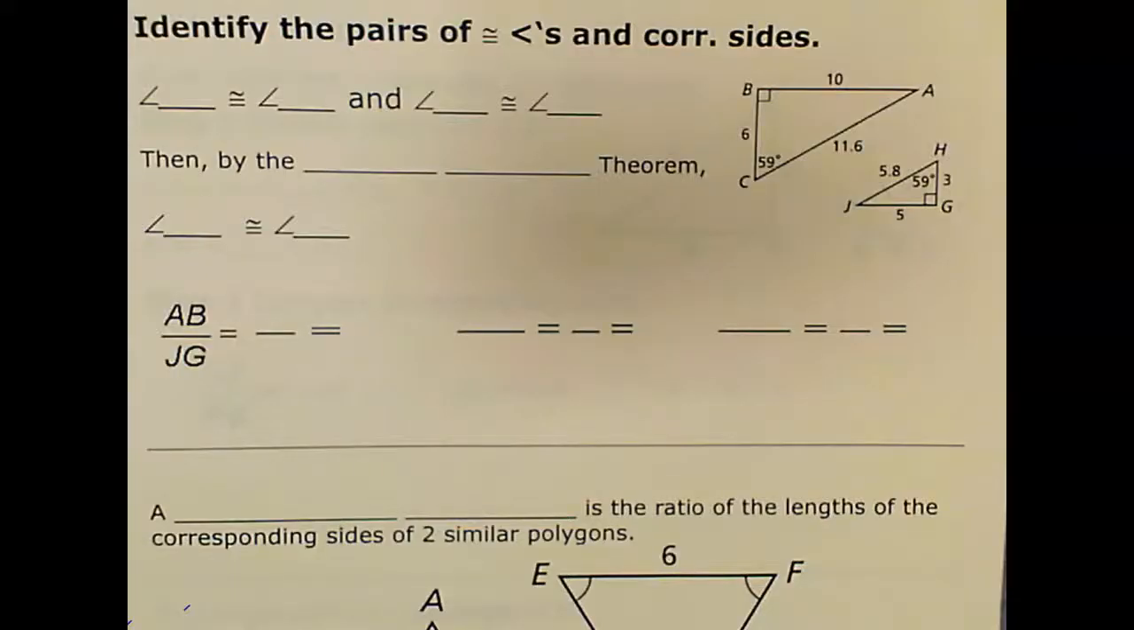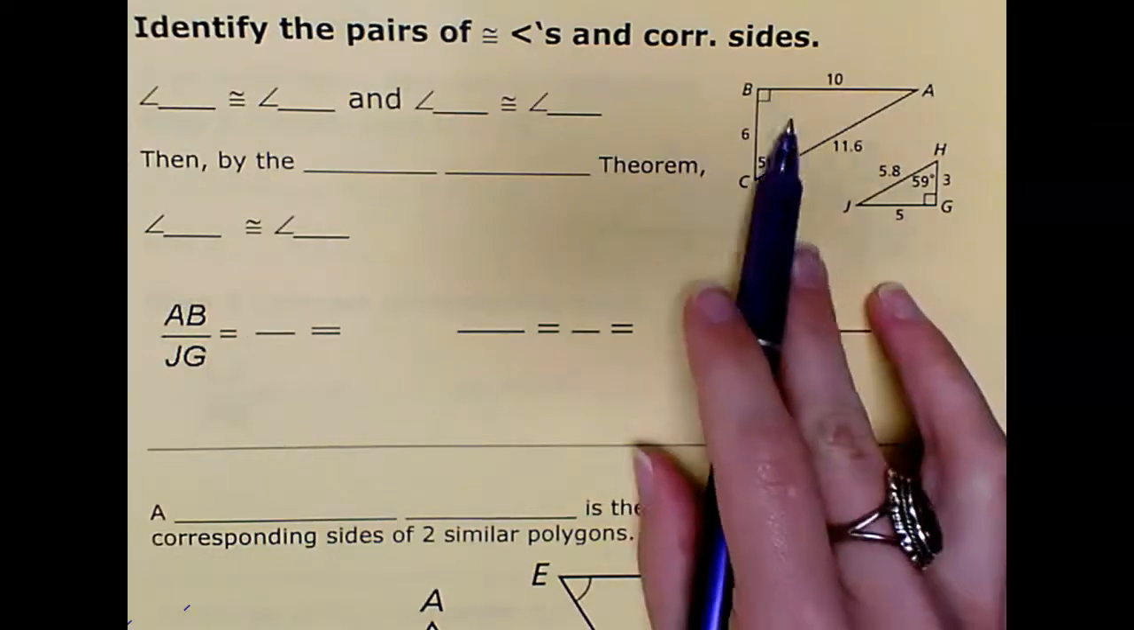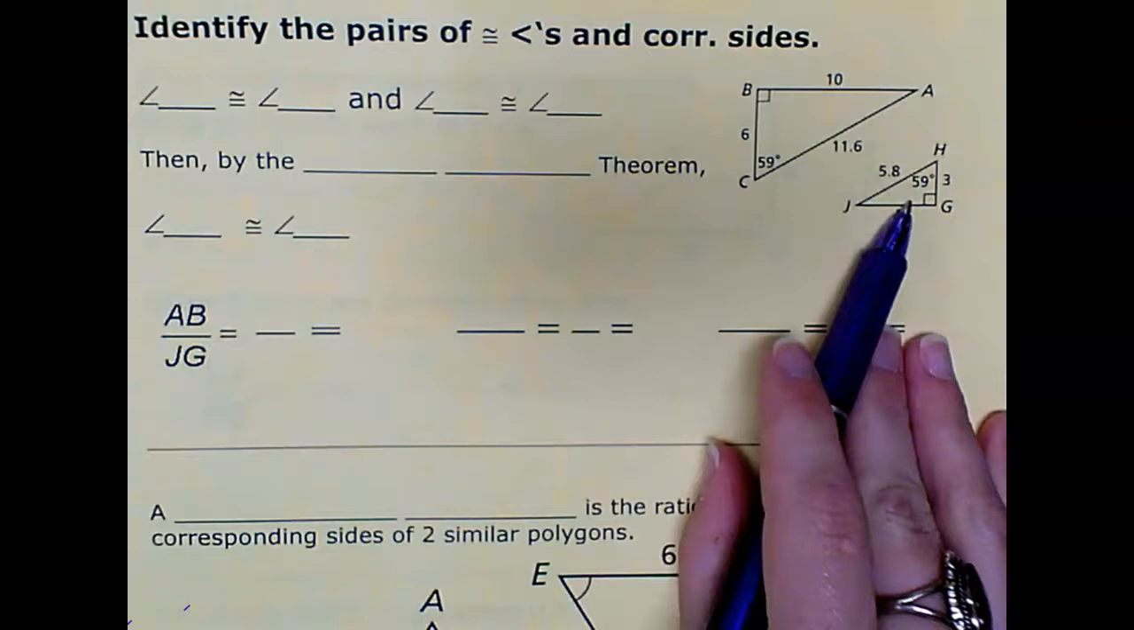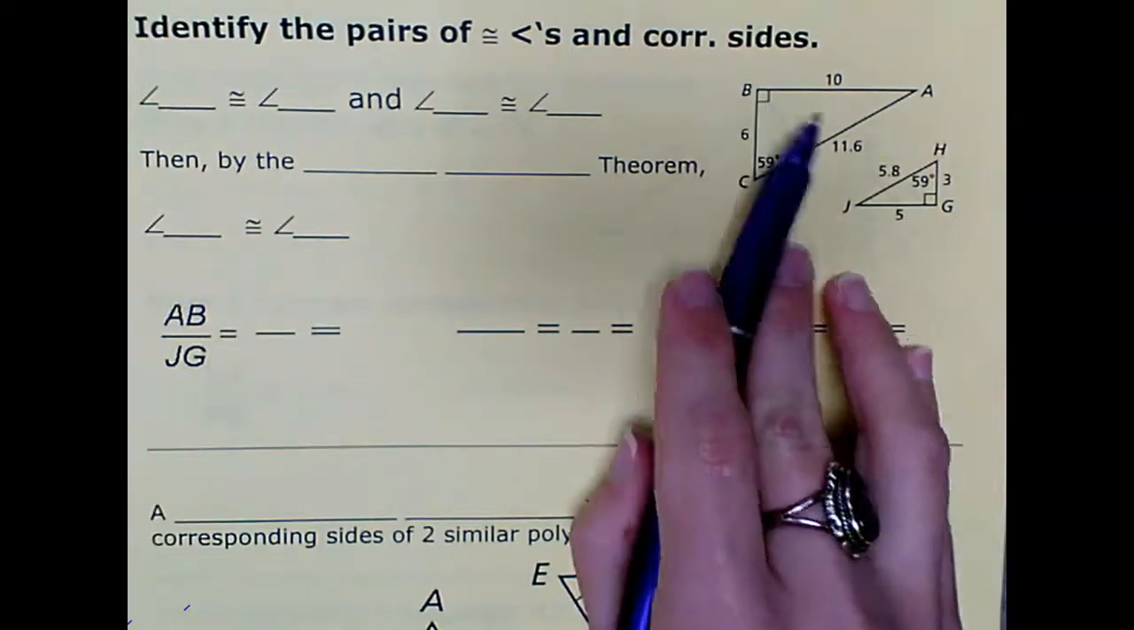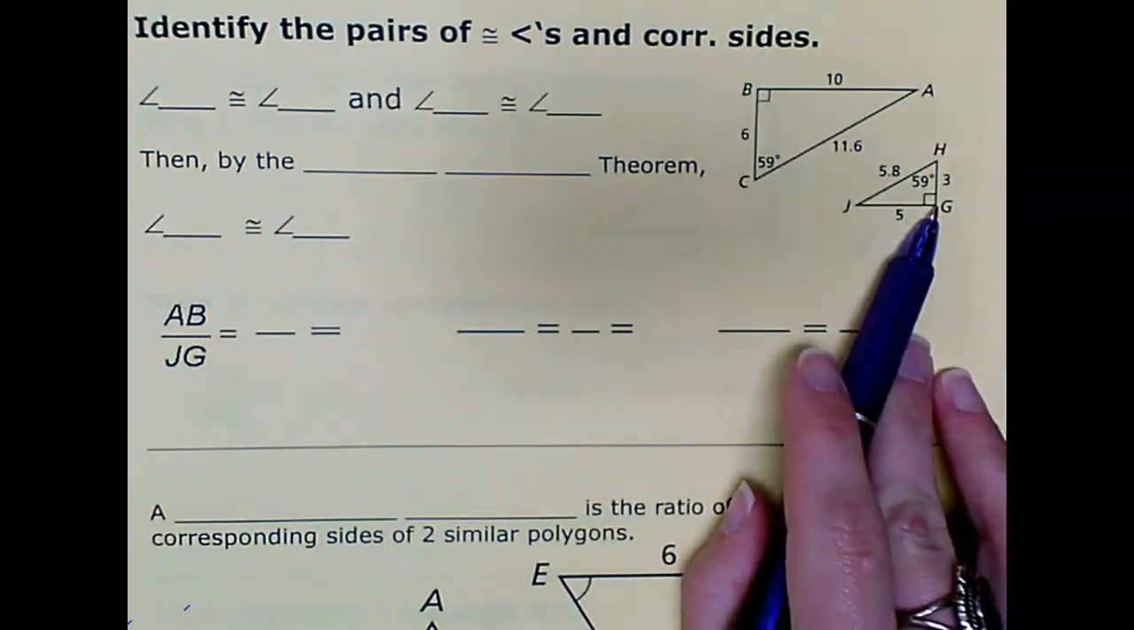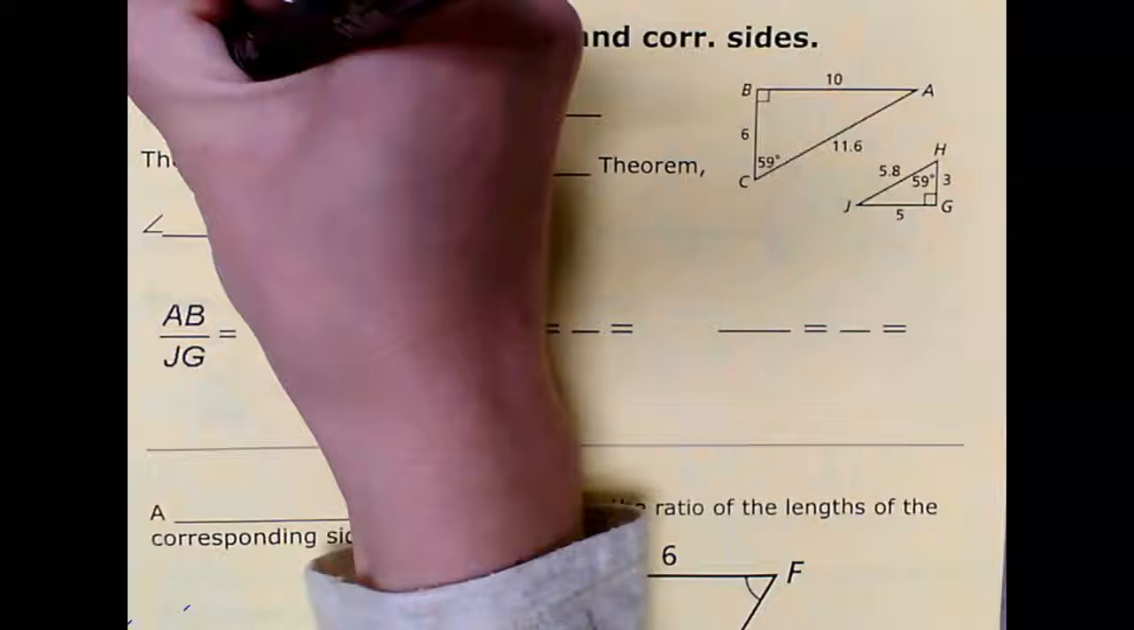So on the next page, let's identify the pairs of congruent angles and corresponding sides, and let's see if we can determine if these two triangles are similar to each other or not. So I notice the first thing in my pair of triangles is that they're right triangles. So that means the angles B and G are congruent to each other because they're both 90 degrees.